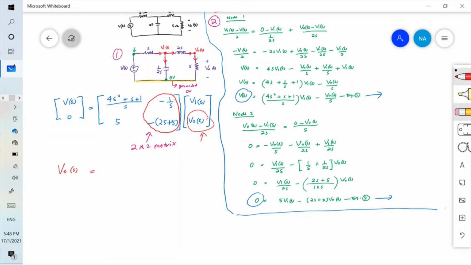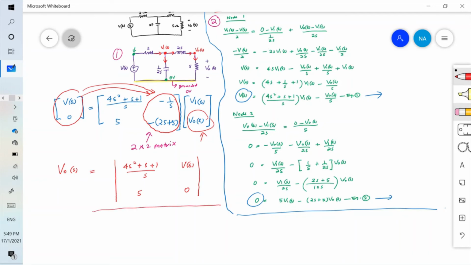So using Cramer's rule, we have a special matrix in which the second column is replaced by the left hand side matrix. To find V naught s, we need to find the determinant of the special matrix divided by the determinant of the original matrix. So let's put the equation first. This is our special matrix.